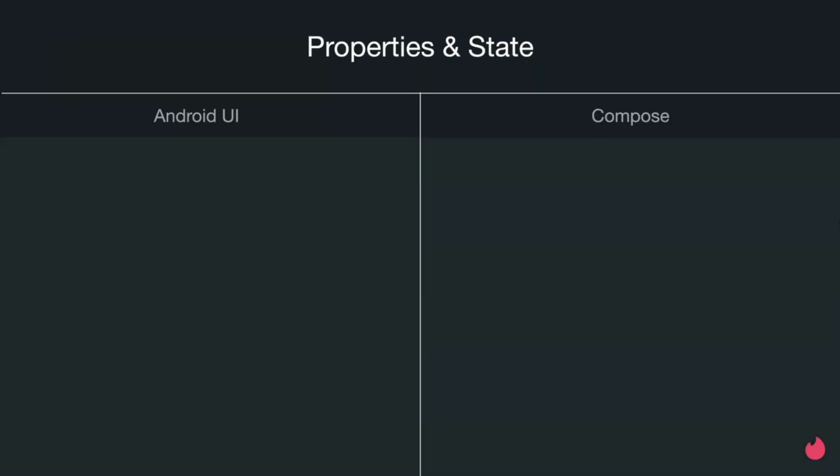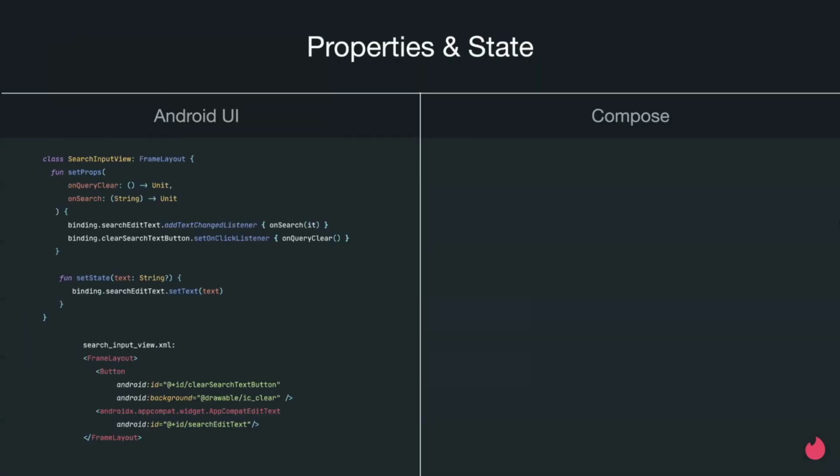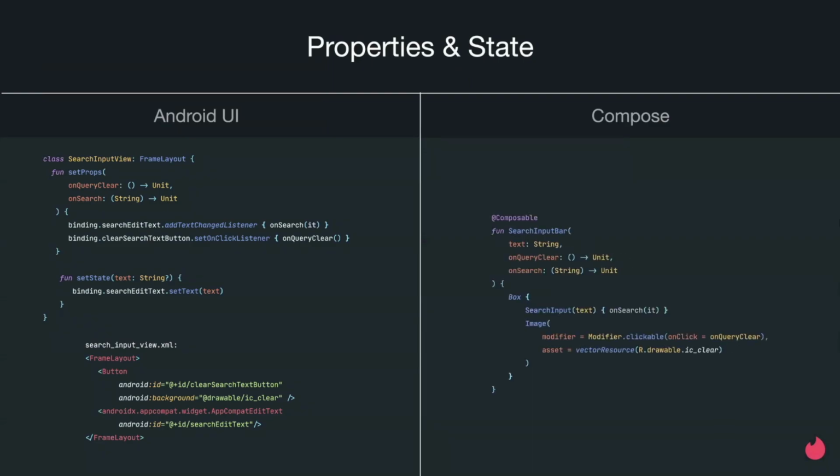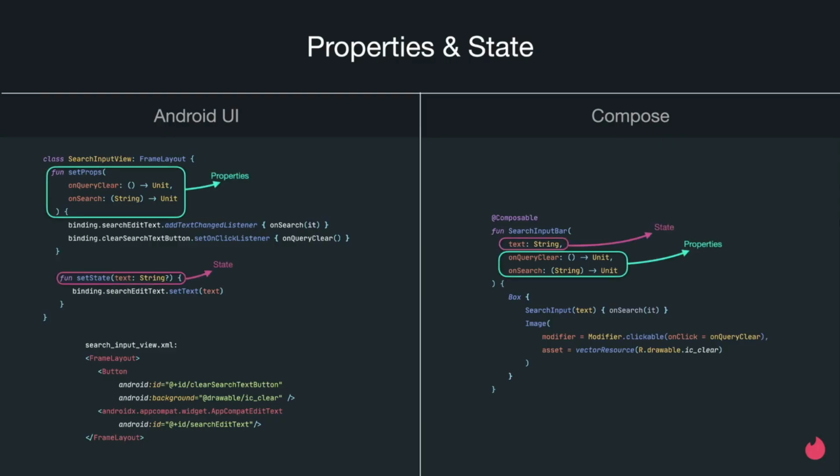Translating this into code, our Android View implementation might look something like this, whereas our composable might look something like this. Here, we really want to point out this distinction between properties and states. On the left, with the Android Views implementation, we offer a more explicit distinction, whereas on the right, the declarative UI framework really allows us to have both in the same lexical vicinity.